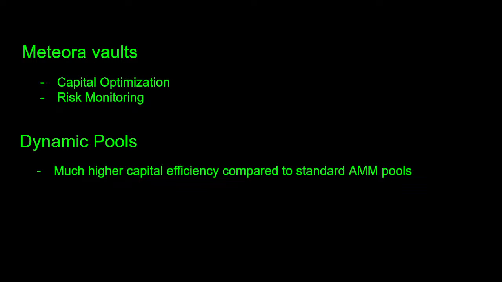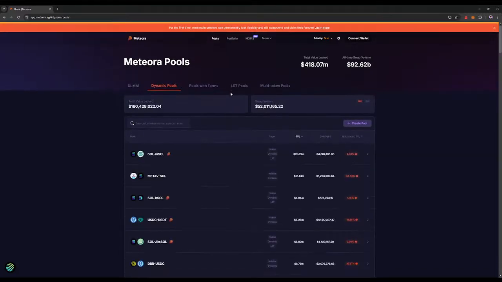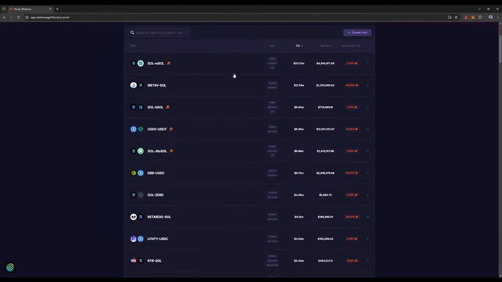Okay. Now coming to the dynamic pools, you might see a pool wherein both these assets have dynamic vaults, like in this case SOL and mSOL both have their respective vaults. In this case, when you're adding liquidity in these pools, it'll always be in a 50-50 proportion, like you'll add half Solana and half mSOL.